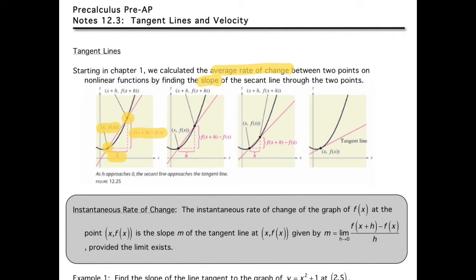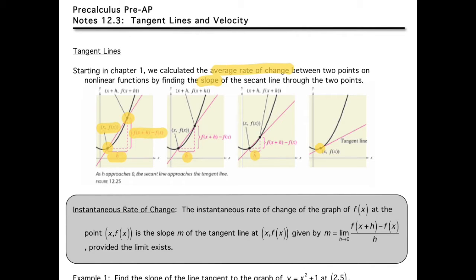And then you'll notice as I go through these drawings that h gets smaller and smaller until it disappears altogether, because my 2 points are getting closer and closer together until all of a sudden my 2 points are the same point. So now I can find the slope at that single point, which is now a tangent line.